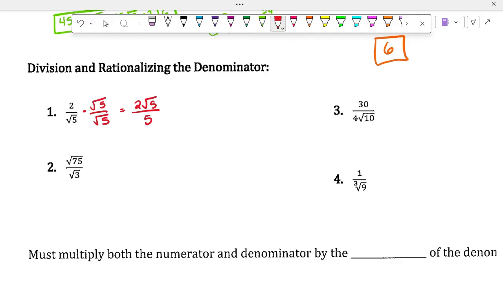Then we check to see if we can simplify further. Can square root of 5 simplify further? Can 2 over 5 simplify further? So we're done.